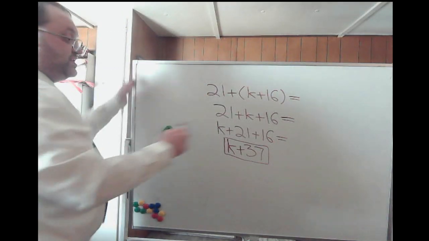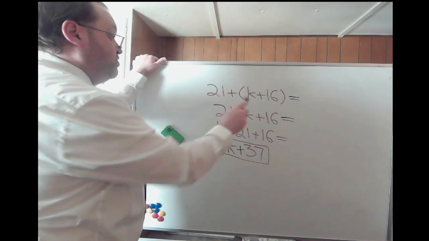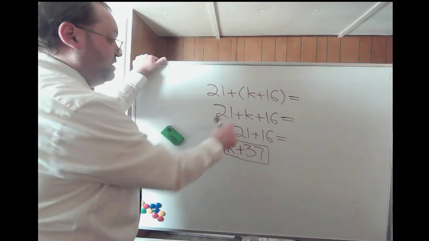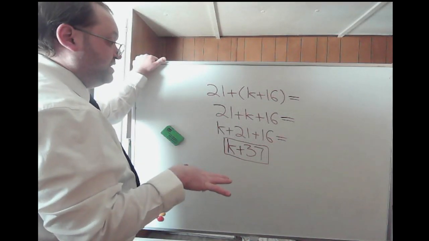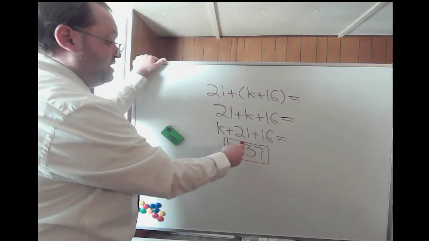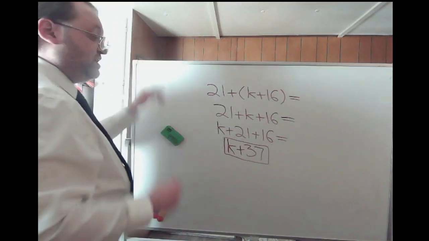So yes, first I got rid of the parentheses. By the associative property, I could do that. Then I switched places with k and 21 by the commutative property of addition. Then I just simply added up the two constant terms, and you got k plus 37.